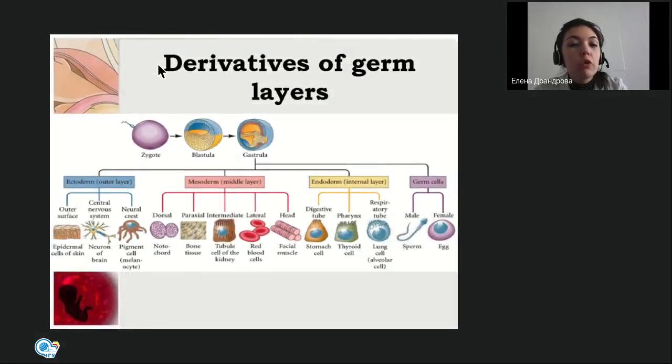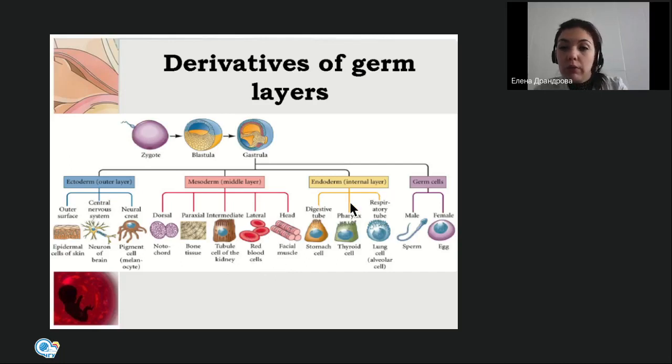Okay. So again, we have already seen this picture, it just looks slightly different. Again, ectoderm gives origin to epidermal cells of skin, but the other layers of skin are formed by somites, by paraxial mesoderm. Then ectoderm also gives origin to the neurons of the nervous system and to pigment cells. Mesoderm is better developed and it gives origin to notochord that will form vertebral column, and then bone tissue, urinary and reproductive organs, red blood cells and facial muscles.